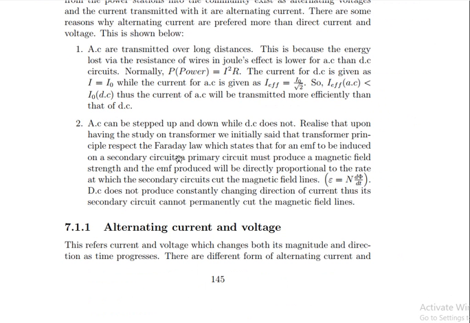So now, alternating current and voltage. What is alternating current and voltage? This refers to current and voltage which changes both its magnitude and direction as time progresses. It's very important for you to note the points magnitude and direction because both are going to be used in the later sections.